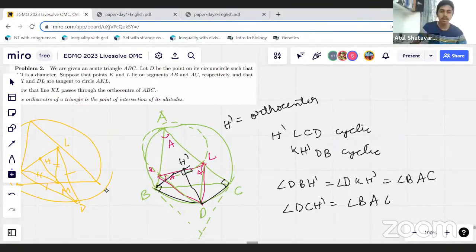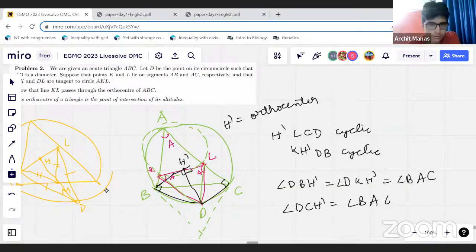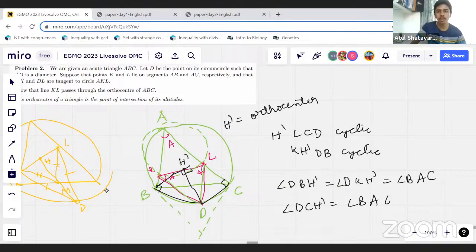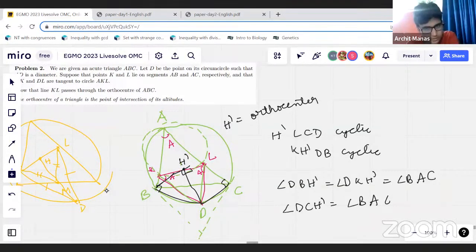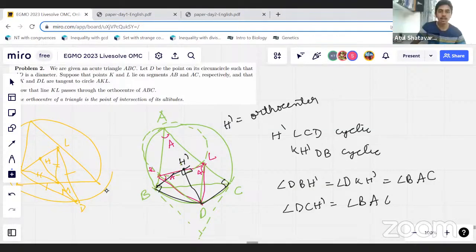So let's just drop the foot from D onto KL and call it H dash. All right, so this is the antipode. So we have angle DCA equals angle DBA is 90. So that's cyclic. Yes, you also have these two cyclic quadrilaterals, DBKH dash and DCLH dash. Right, so we get angle DCH dash is A because of DLH dash.